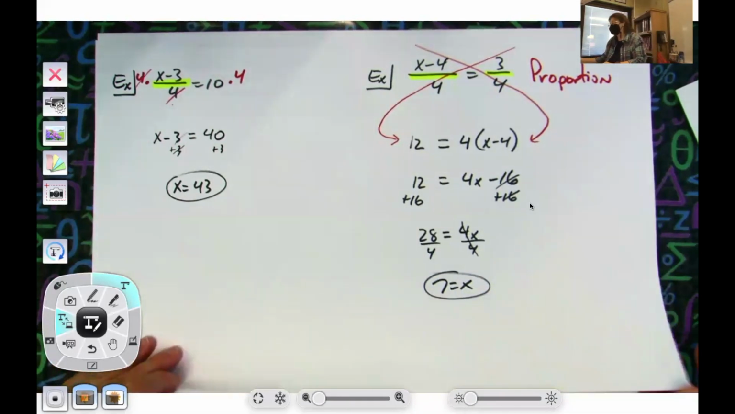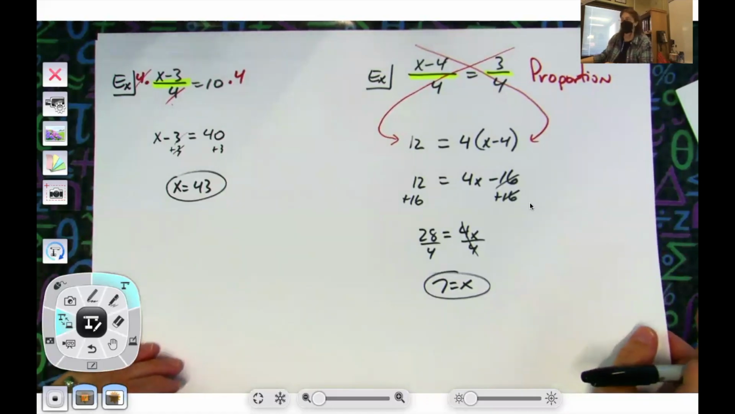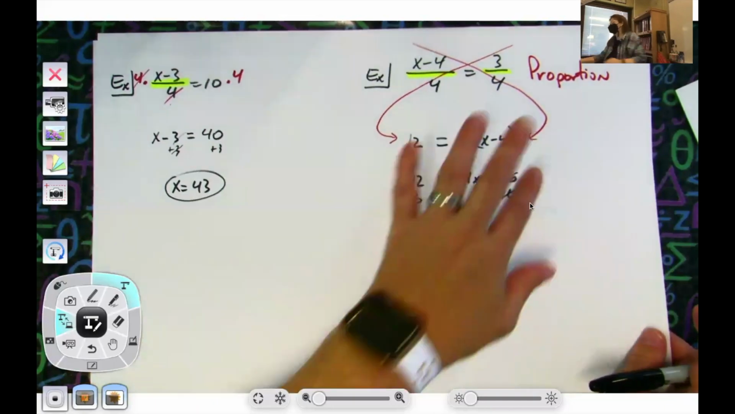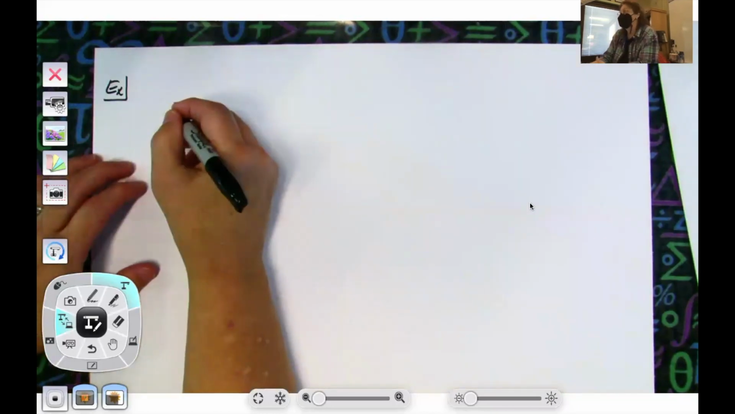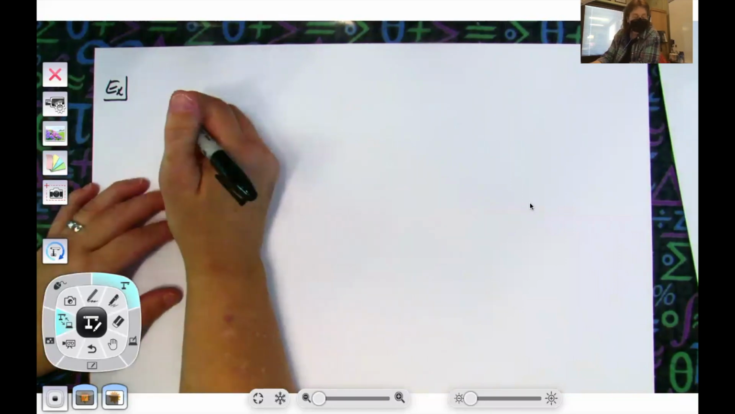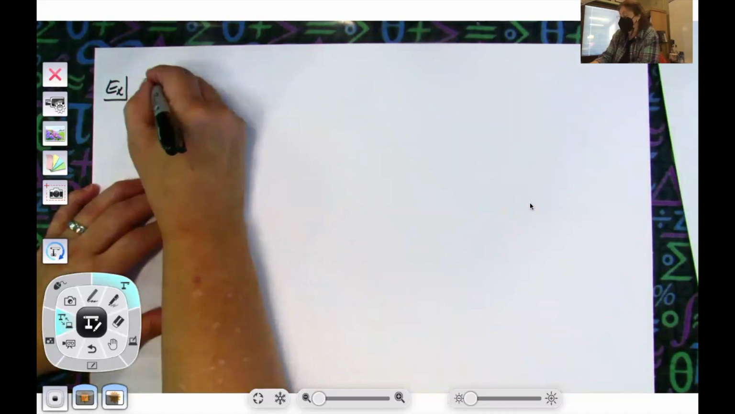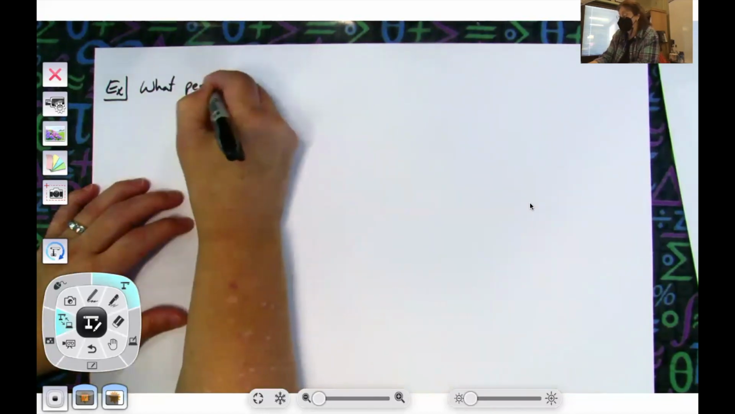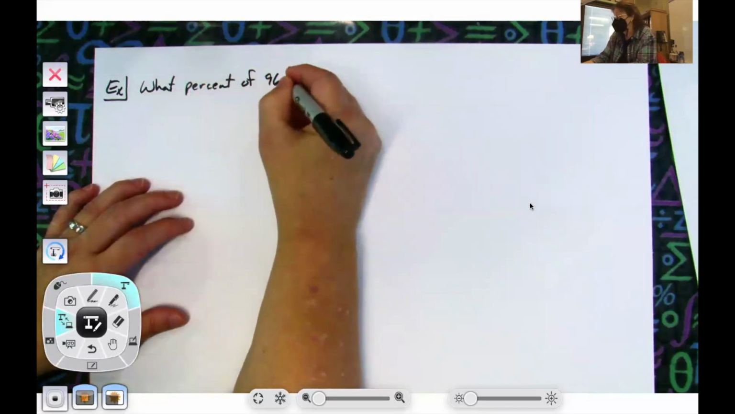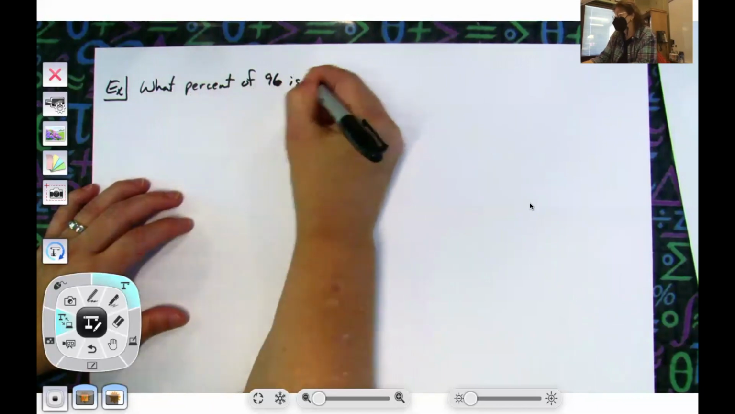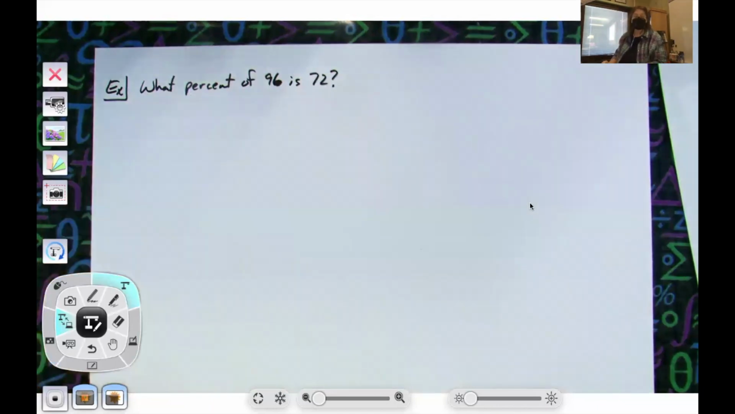Okay. So far, so good? Okay. Going once, going twice. Now, this idea of this proportion, again, I don't know if this was shown to you before or not. There's about 3, 4, 5 different ways you can do problems like this. Let's do something like, what percent of 96 is 72? You did tons of questions like this in middle school.